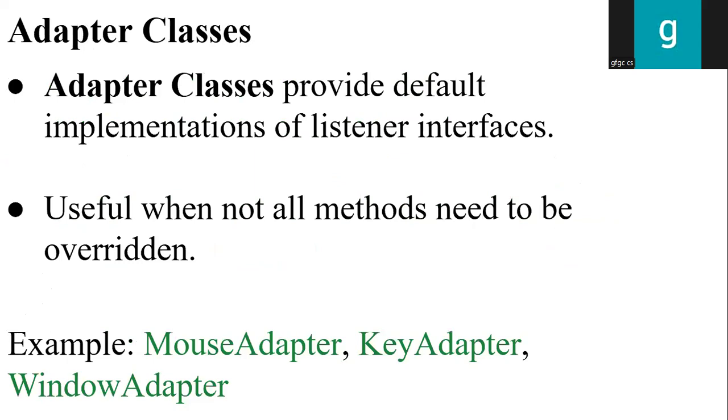Next is the adapter classes. Adapter classes provide the default implementation of listener interfaces. They are useful when not all the methods need to be overridden. MouseAdapter, KeyAdapter, and WindowAdapter. Why do we need the adapter classes? The listeners are all interfaces, and they provide n number of methods, method definitions.